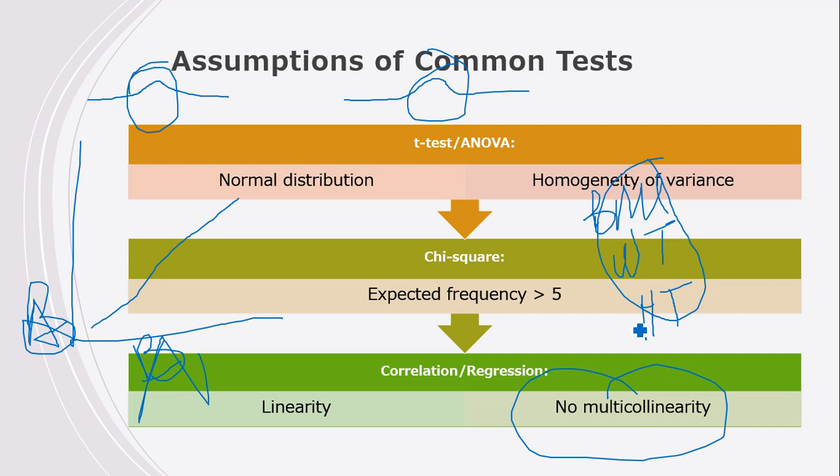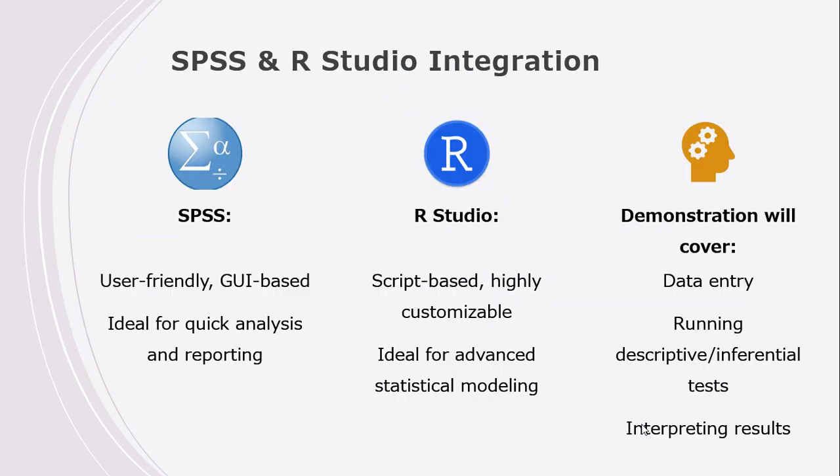So no, it's not allowed. The assumption of multicollinearity must not be violated. You have to check that. So that is not allowed in regression analysis. Okay, so that's the assumption, and you are going to see how we actually check for the assumption of multicollinearity.